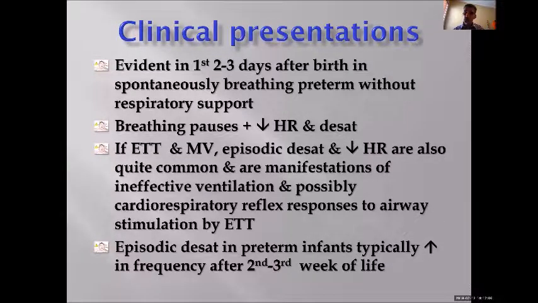The first scenario of apnea is apnea evident in a spontaneously breathing baby who has never been given ventilatory support, occurring in the first few days of life. So no respiratory support, and all of a sudden in the first 3 days of life, the baby stops breathing. The second way of presenting is breathing pauses with dropping heart rate and desaturation.